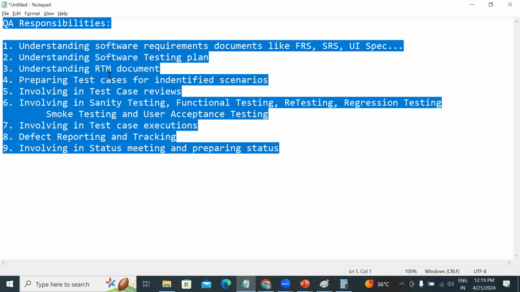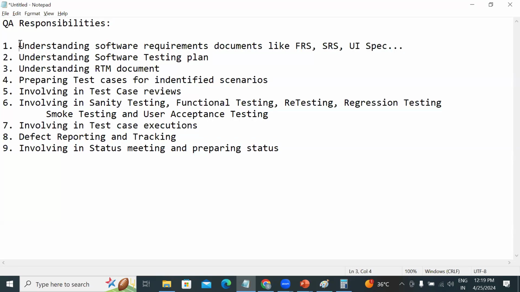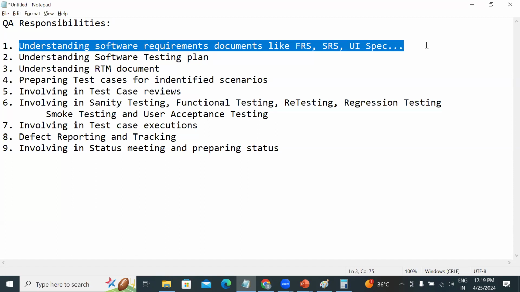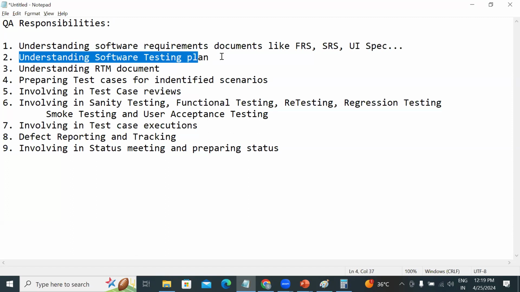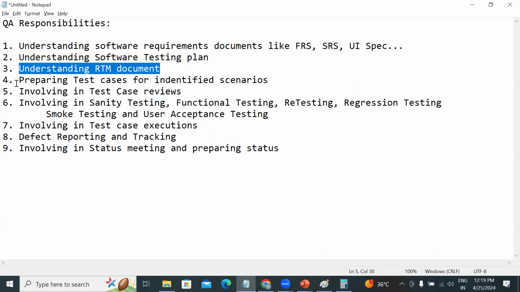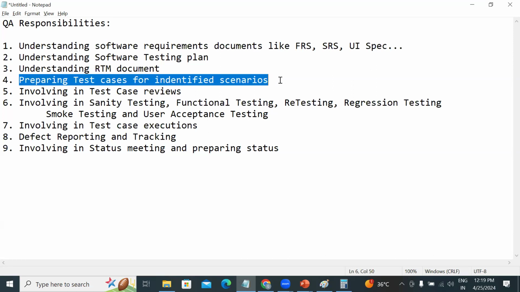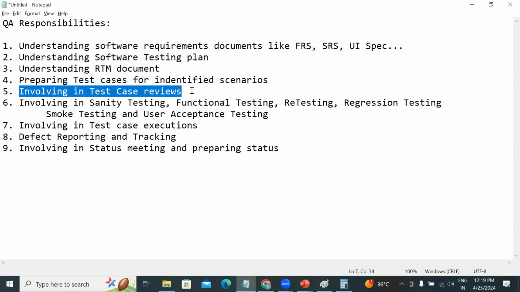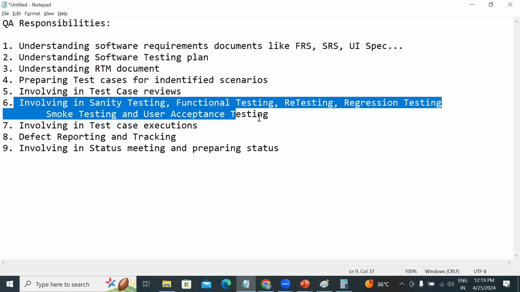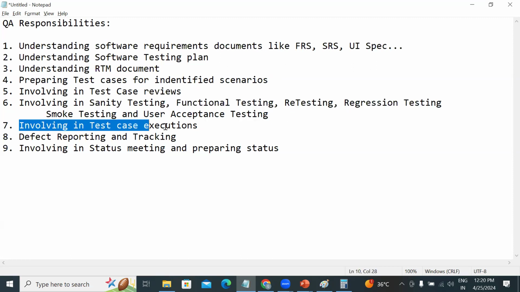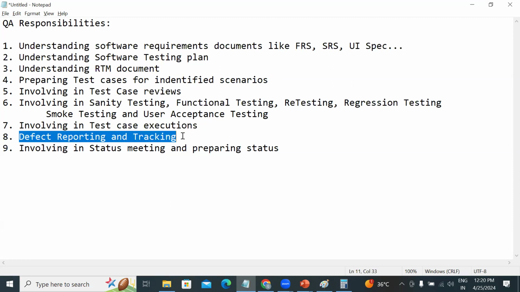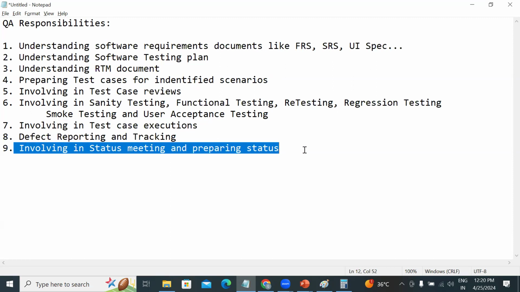Okay? Can you read, madam? Understanding software requirement documents like FRS, SRS, URS specification. Understanding software testing plan. Understanding RTM document. Preparing test cases for identified scenarios. Involving in test case reviews. Involving in sanity testing, functional testing, retesting, regression testing, smoke testing, and user acceptance testing. Involving in test case executions, defect reporting and tracking, involving in status meeting and preparing status.